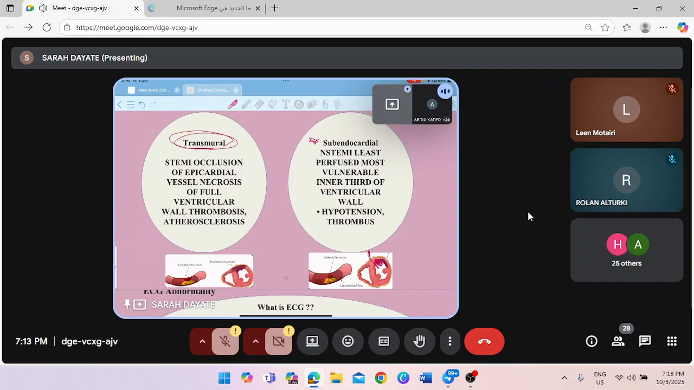But here in the transmural STEMI occlusion, when we have an ST segment elevation, the full thickness of the ventricular wall has died. As you can see, this whole segment.